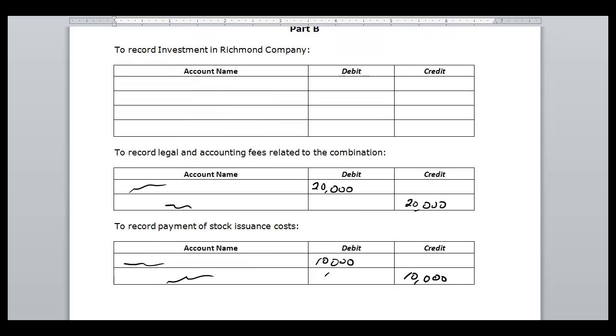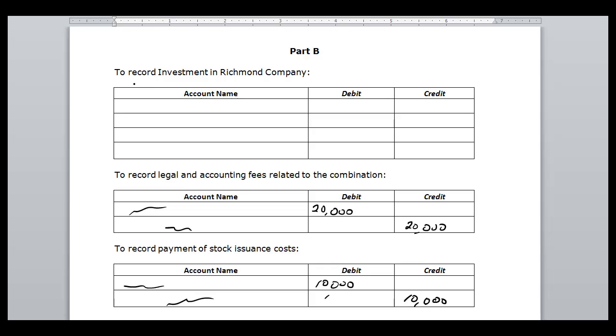Now this is what I want you to pay attention to. We are now going to create that investment in Richmond company. We have to keep track of that because the entity Richmond is going to continue to exist. Now we've got a nice big debit here. What do I credit? Well, I credit exactly what I paid to acquire this stock, and so obviously I issued common stock, and I had some additional paid-in capital from that issuance.